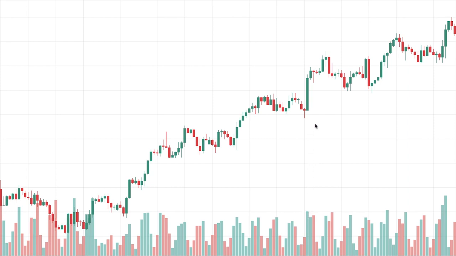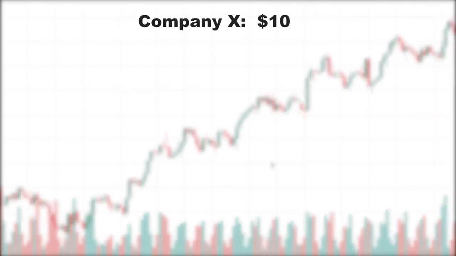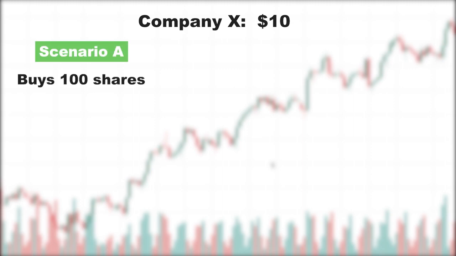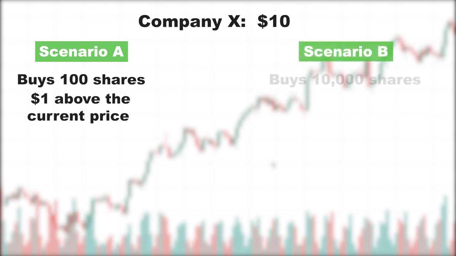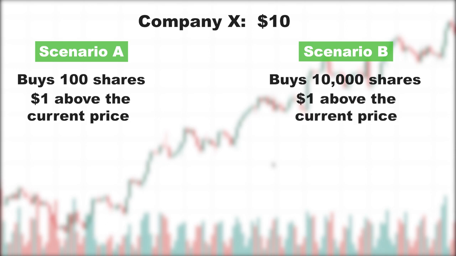Alright, now let me explain how volume and price are related to each other. Consider we have company X and the current price of its share is $10. Now consider we have two trading scenarios. In scenario A, a buyer buys 100 shares of X by placing a buy order $1 above the current price. And in scenario B, a buyer buys 10,000 shares of X by placing a buy order $1 above the current price.